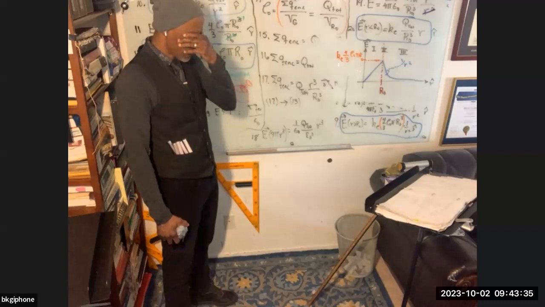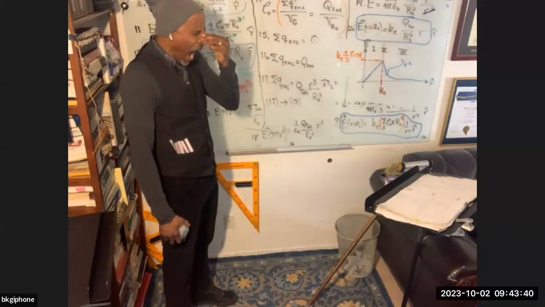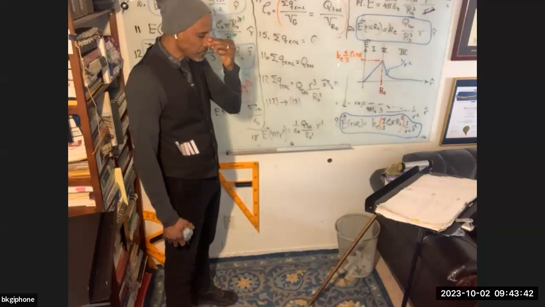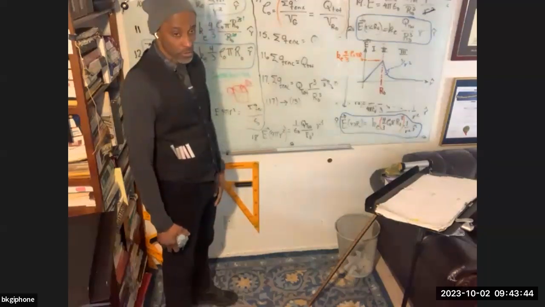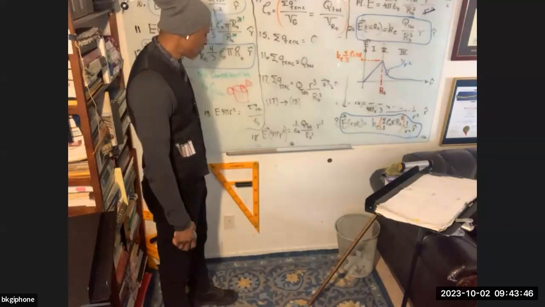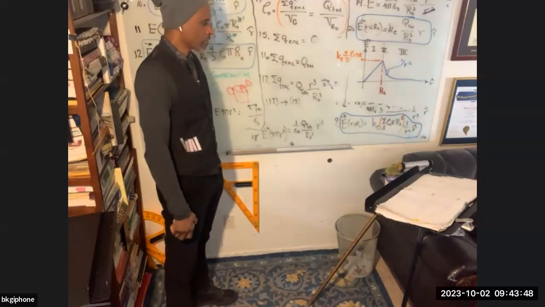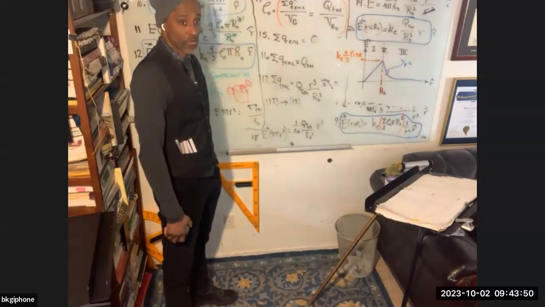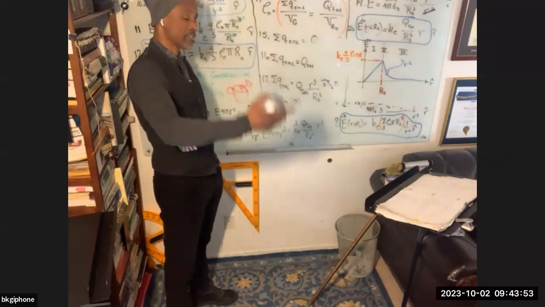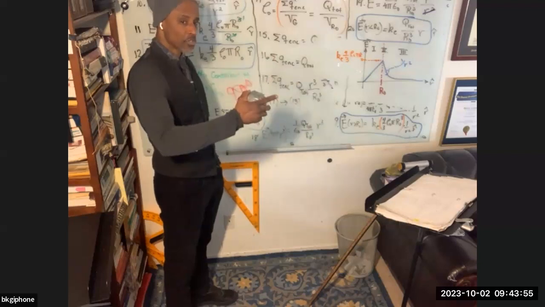So for all practical purposes, you could say that the charge is on the surface. And then calculate the electric field at three different regions: outside, on the surface, and inside.